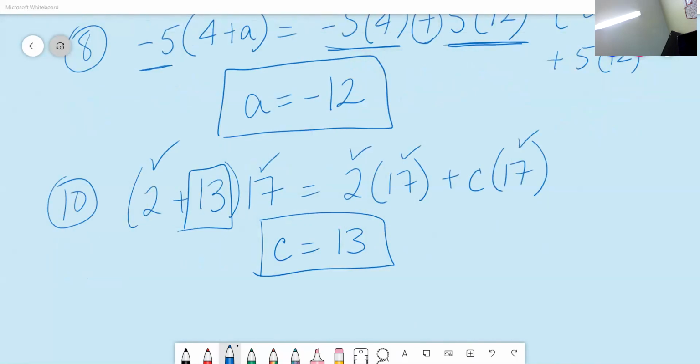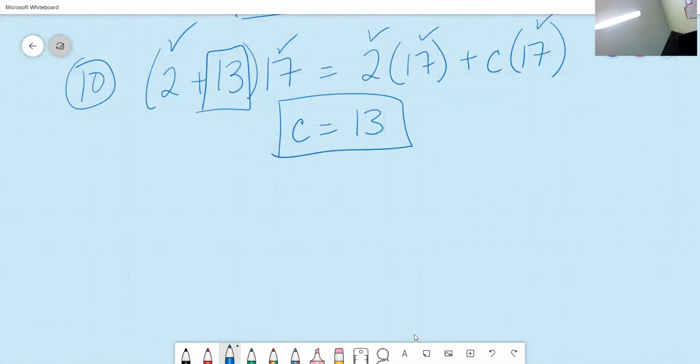Excuse me. Okay, so now let's start on our B exercises. Number 12 through 18 says use the distributive property to write an equivalent expression and then simplify if possible.